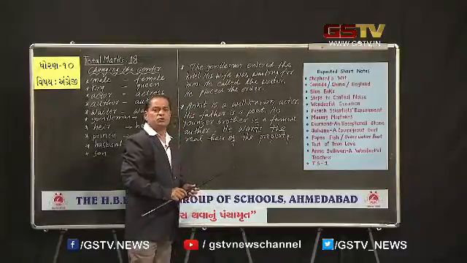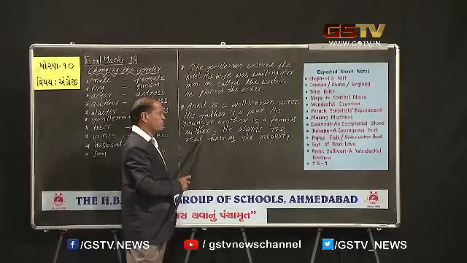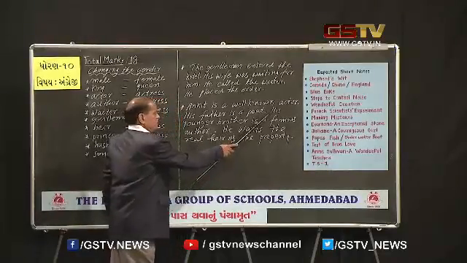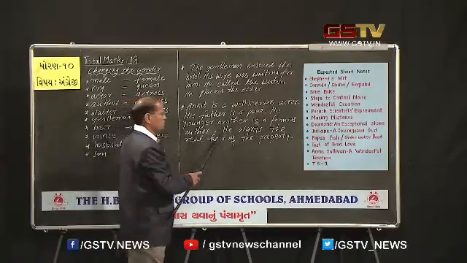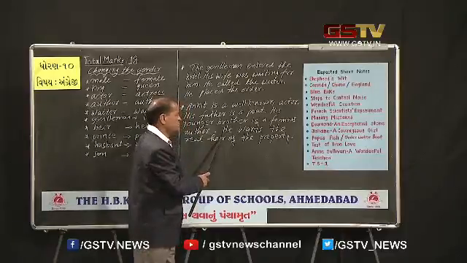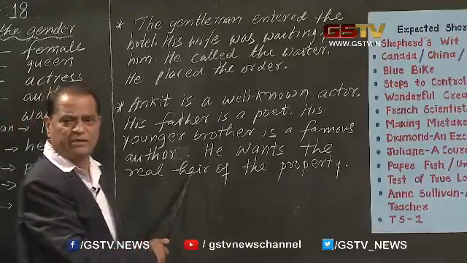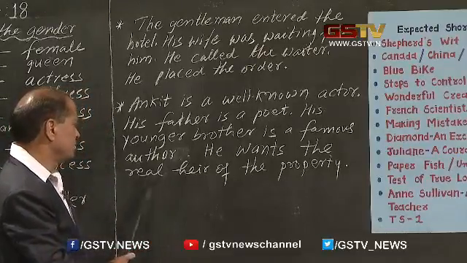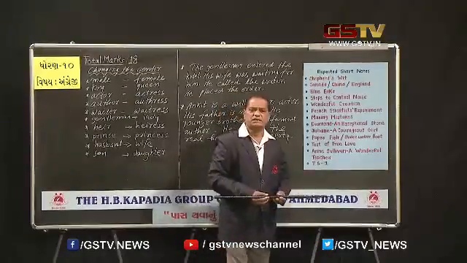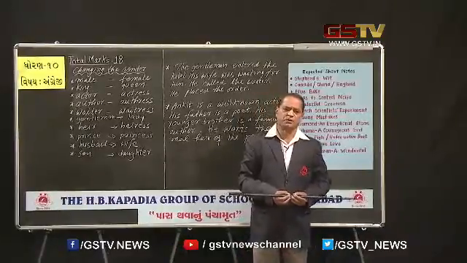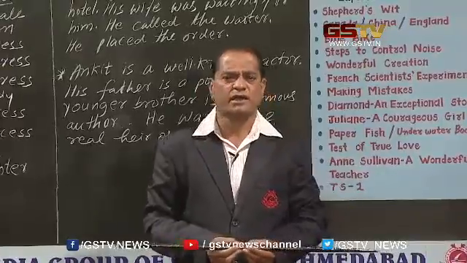When you change author into feminine gender, that will become AUTHRESS. So, her younger sister is a famous authoress. He will be converted into she. She wants the real heir. What is the feminine gender of heir? That is heiress, real heiress of the property. So, this question is asked for 3 marks in the question paper. If you keep certain things in your mind, you can get full marks.